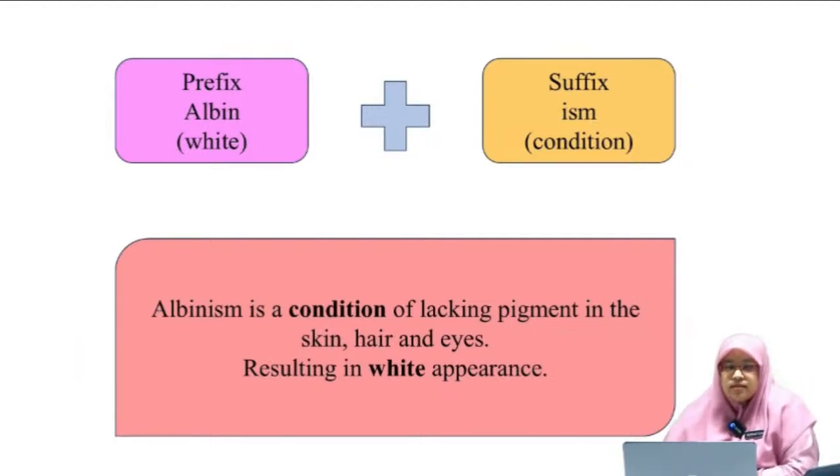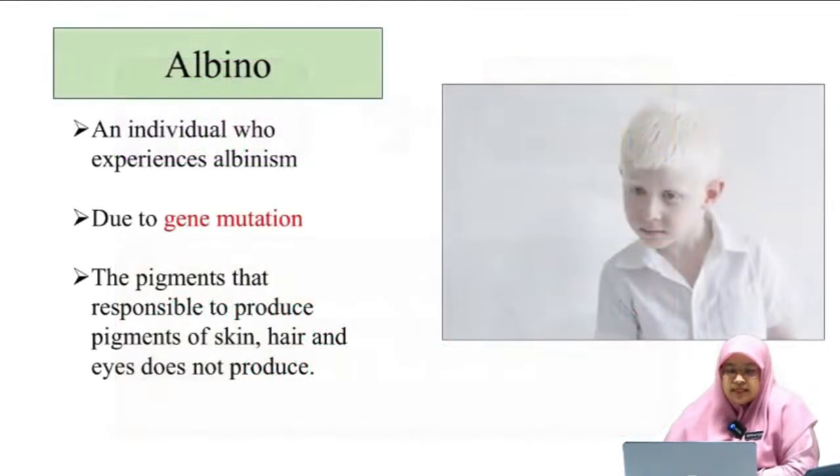Now, what is an albino? An albino is an individual who experiences albinism. So albinism is the condition, and an albino is the individual who experiences it. Due to gene mutation, the pigment responsible for the color of the skin, hair, and eyes is not produced in albino individuals.